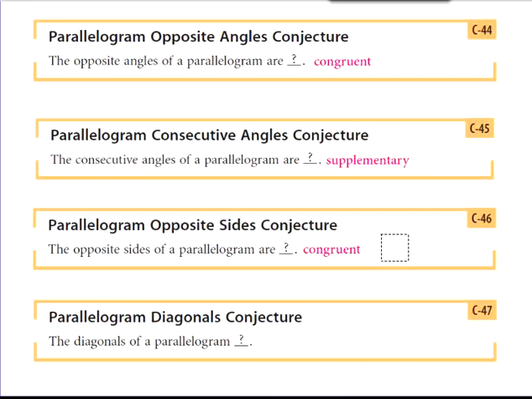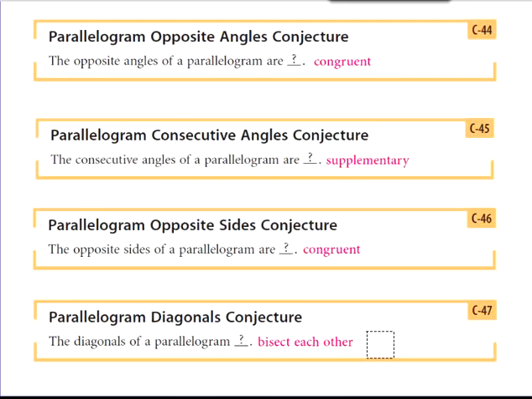And so now we need to figure out what about the diagonals of a parallelogram. The diagonals of a parallelogram, not congruent. What do they do? They bisect each other. Good job. So the diagonals of a parallelogram bisect each other. And so those are the conjectures that you discovered.